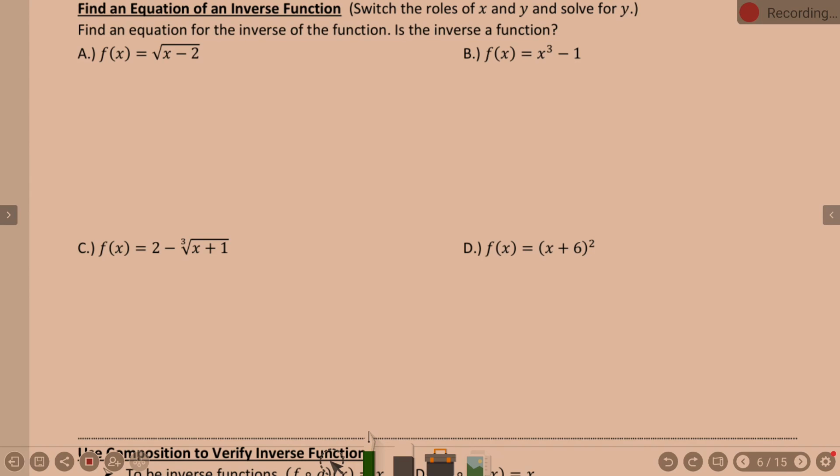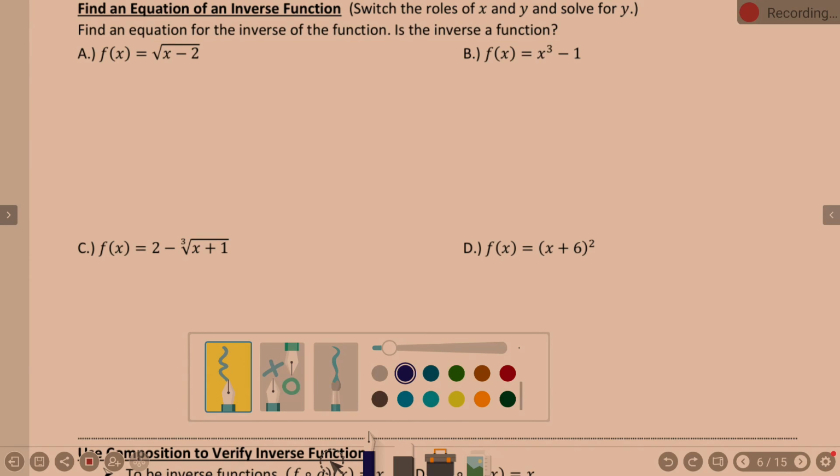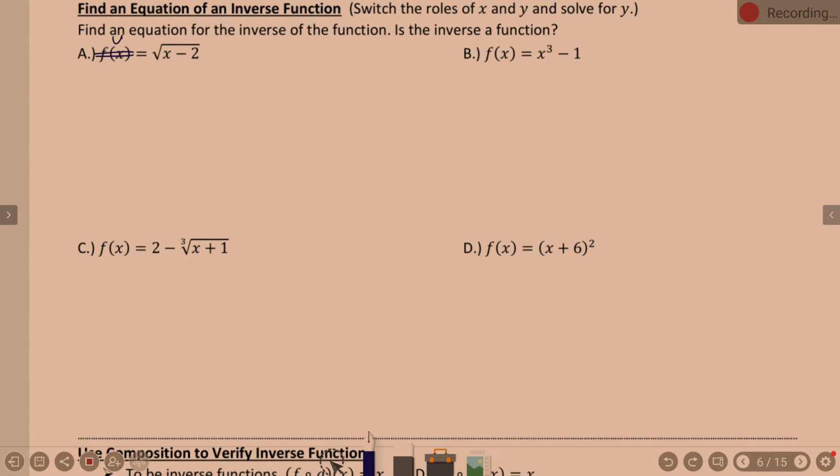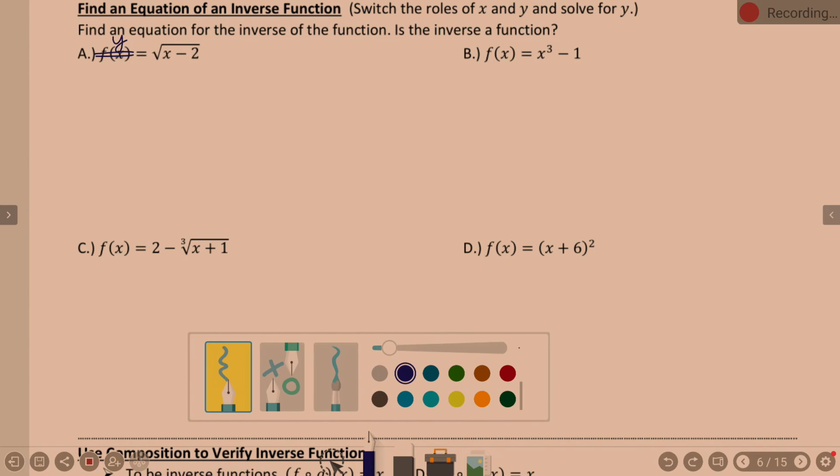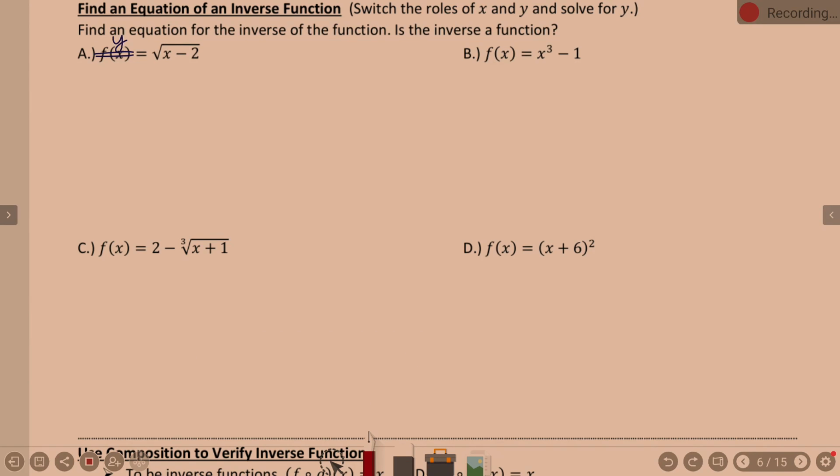How do we find the inverse equation? Flip, right? We're flipping x and y. Now, keep in mind, what is f of x? That's the same thing as y, right? So really this equation is y equals square root of x minus 2. To find the inverse, we're going to flip. Instead of y equals, x equals. Instead of square root of x minus 2, square root of y minus 2.